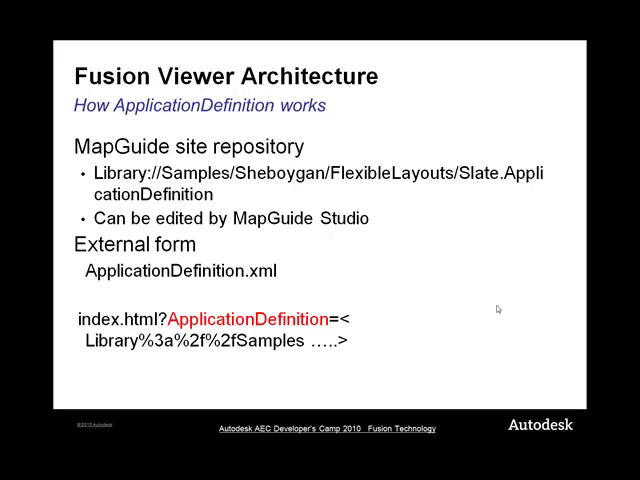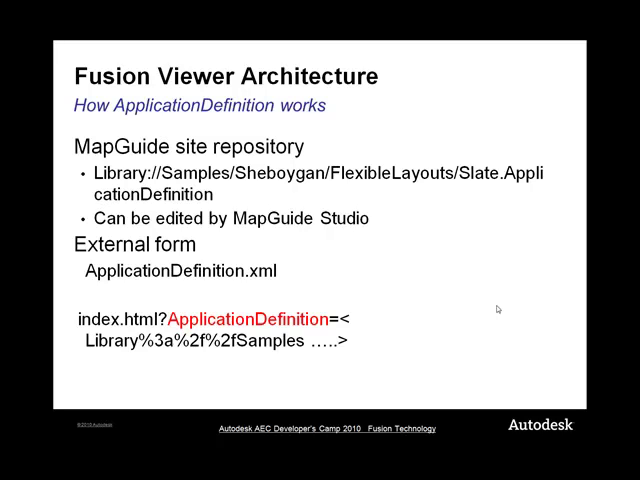Application definition can be stored in MapGuide's repository or stored as an external XML file. MapGuide Studio is the preferred method of creating an application definition because its user interface manages the complexity of the underlying XML structure. Using MapGuide Studio, it is simple to add new widgets to an existing flexible web layout or modify existing widgets. The resulting application definition is stored as an application definition resource in the Autodesk MapGuide site repository.